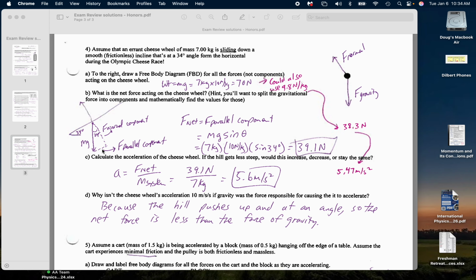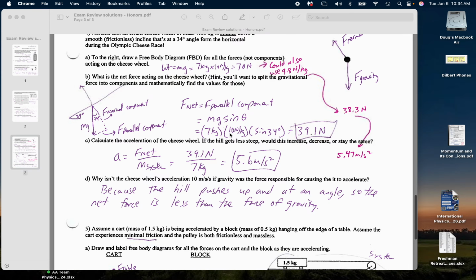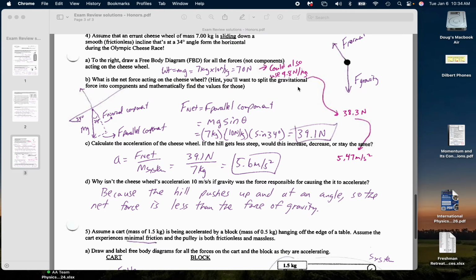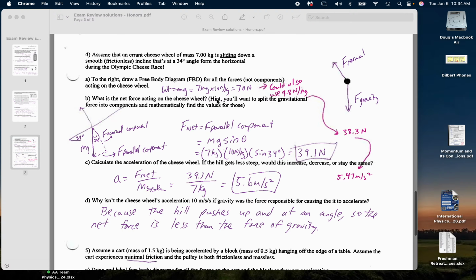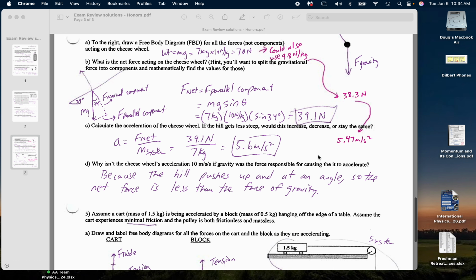Why? Because I'm trying to get this side. This is opposite over hypotenuse. That mg is always our hypotenuse. So 7 times 10 newtons per kilogram, sine of 34 degrees is 39.1 newtons. I use 10 newtons per kilogram for all mine. If you wanted to use 9.8, your answers would be slightly different. I listed them here in a different color.